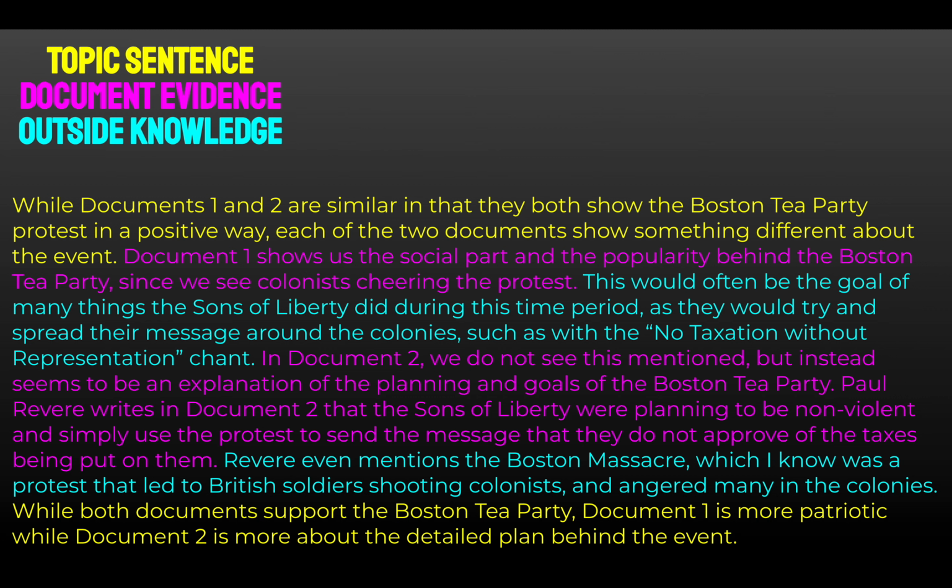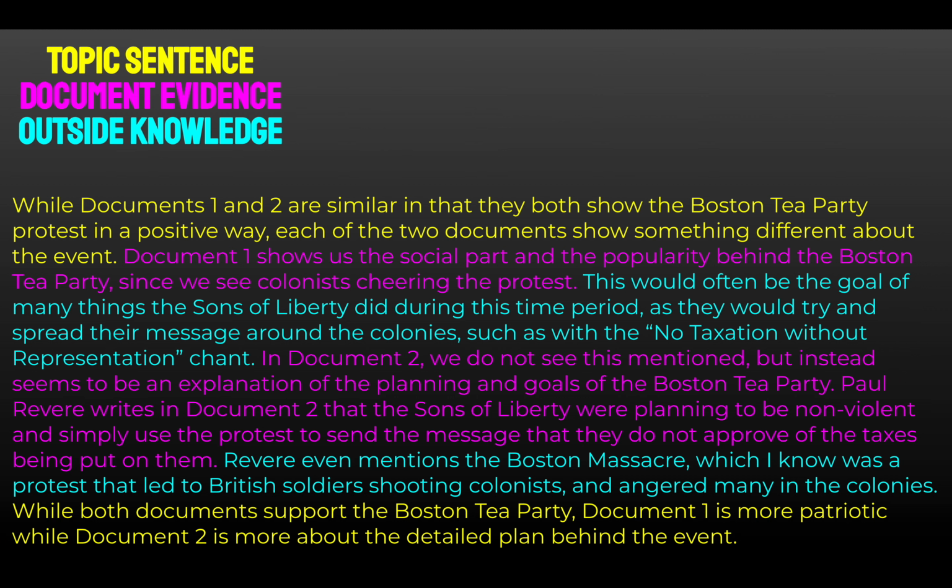But now I gotta explain it. Revere even mentions the Boston Massacre, which I know was a protest that led to British soldiers shooting the colonists and angered many in the colonies. Outside knowledge, I know about this time period. While both documents support the Boston Tea Party, document 1 is more patriotic, while document 2 is more about the detailed plan behind the event.